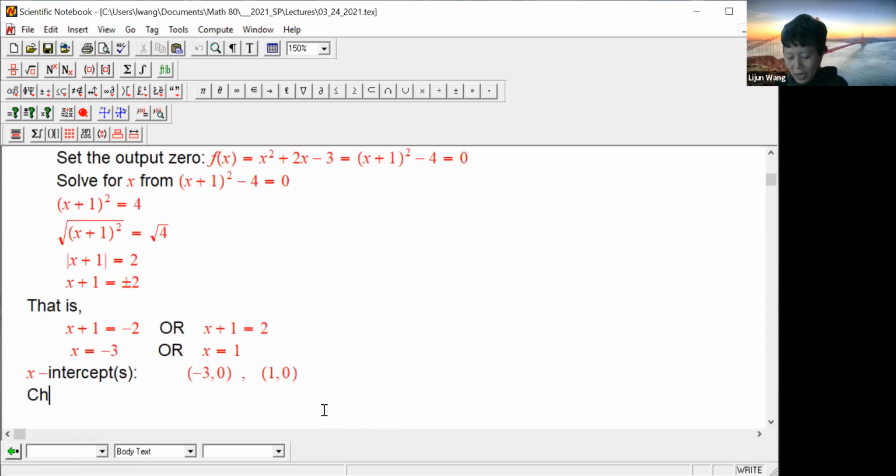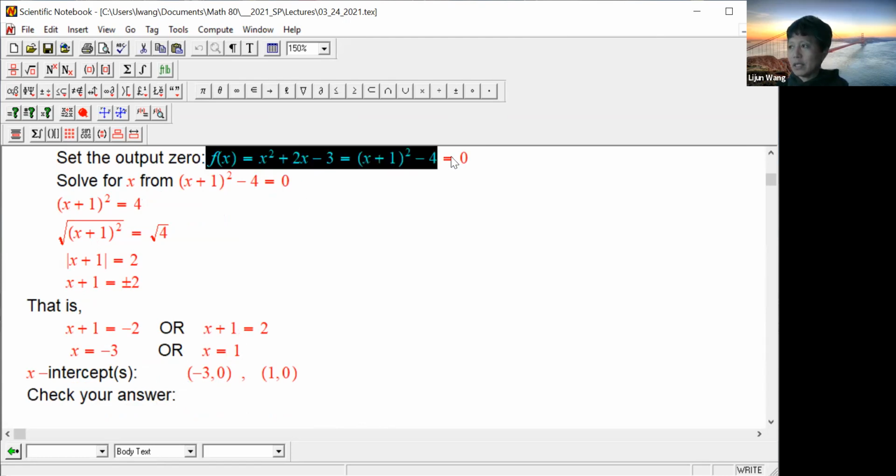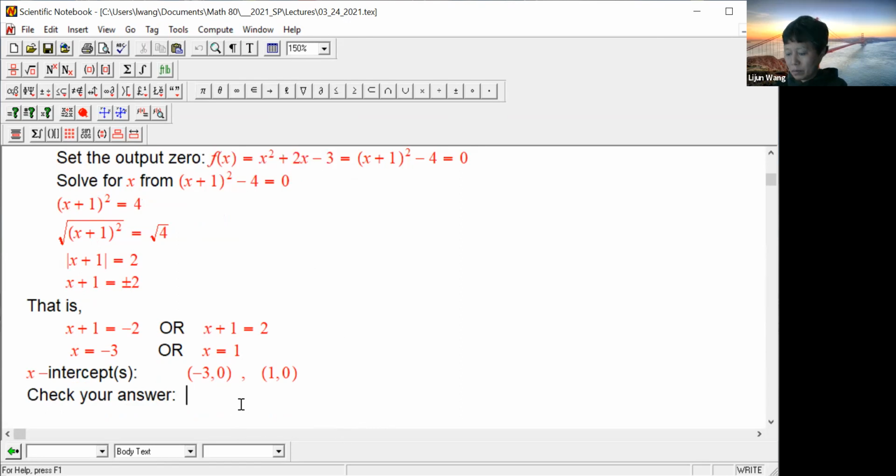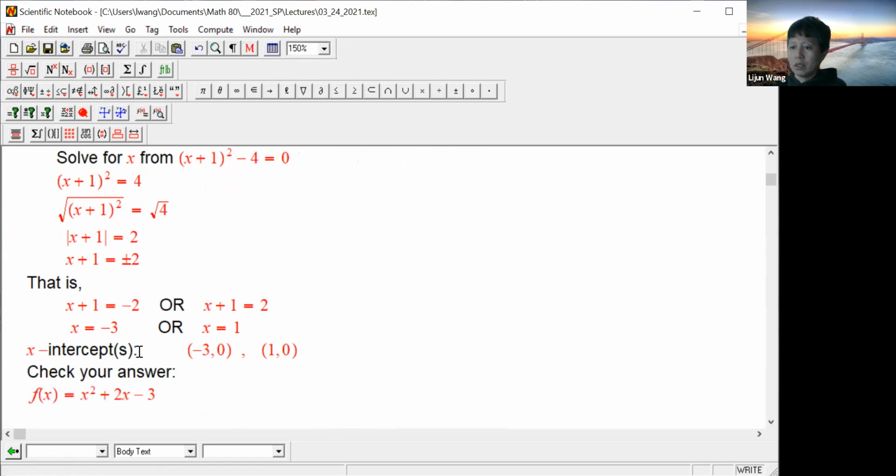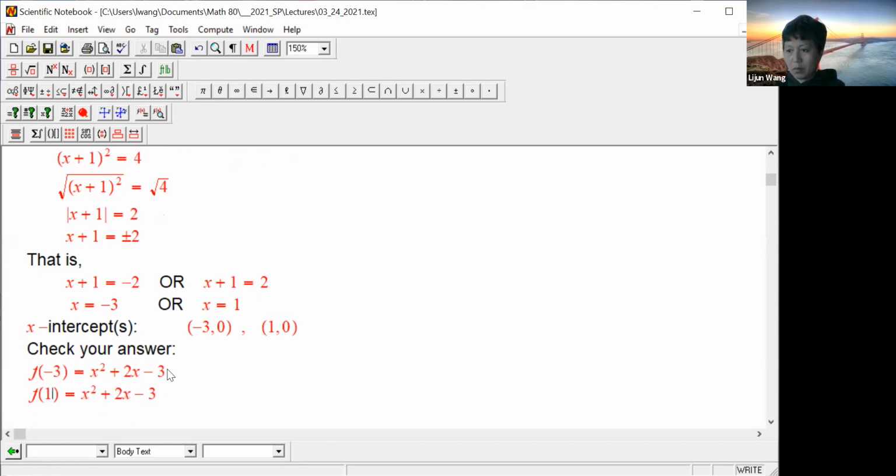Okay, you can check your answer. How do you check your answer? You can use any form to check, really. I want you guys to check if your answer is right. How do you check your answer? You plug in negative 3, and you're gonna plug in positive 1. We should be getting zeros if we got them right. So could you guys check it for us?